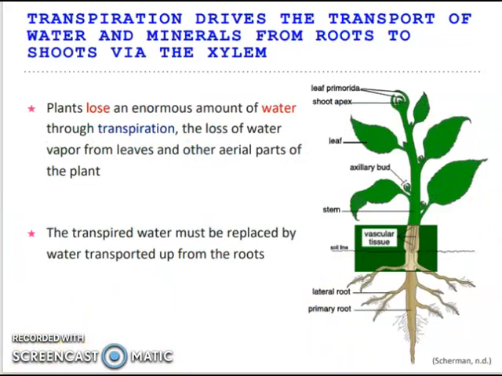Based on information in this slide, plants lose a lot of water molecules in the process of evaporation of water from the leaf and other parts of the plant, which is called transpiration. Due to the large number of water molecules lost from the plant tissue, the transpired water must be replaced by water transported up from the root organ of that plant. Next, we will continue our discussion for chapter 11 with the next slide, which is this one.